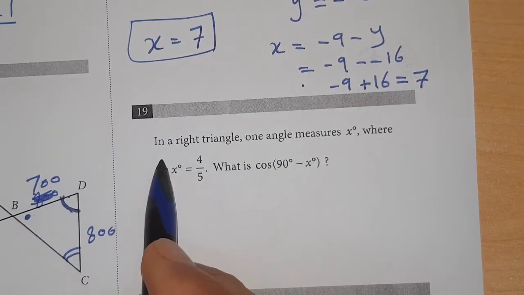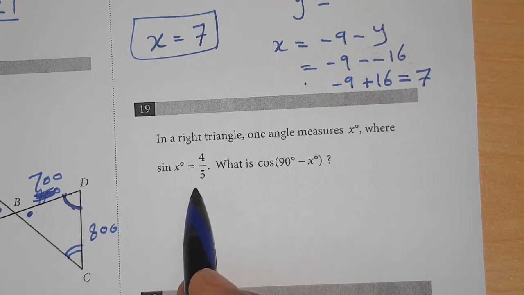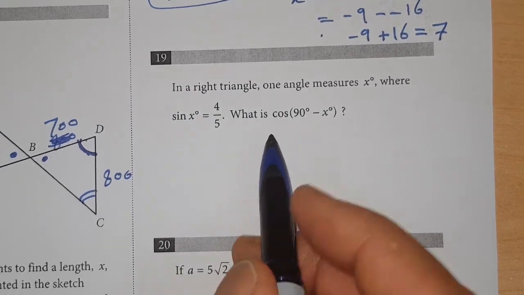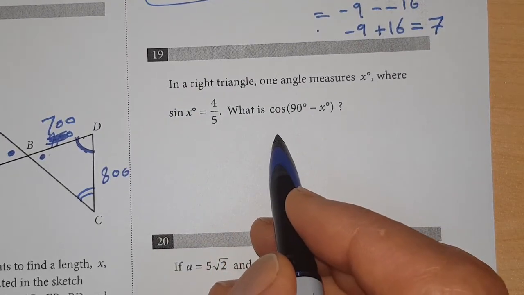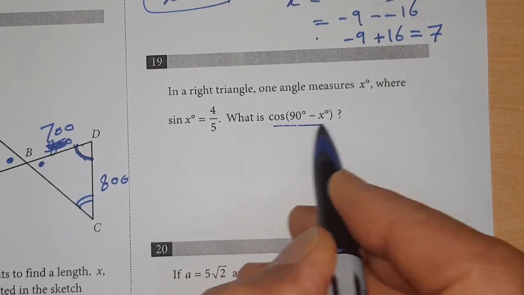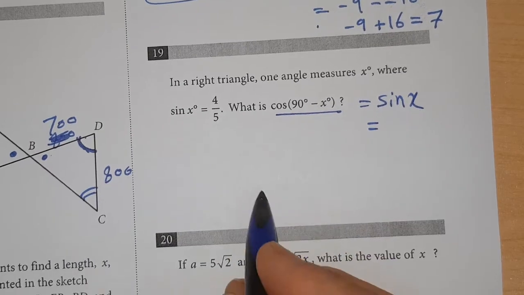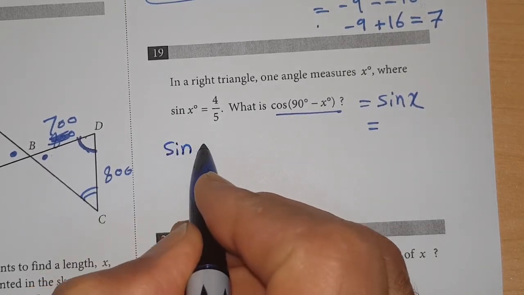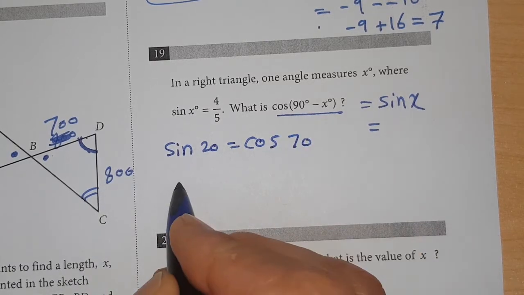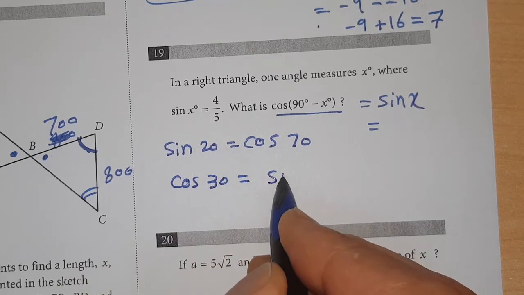Number 19. In a right triangle, one angle measures x, where sine x is 4 over 5. What is the cosine of 90 minus x? There are two solutions for this question. Cosine 90 minus x is equal to sine x, if you know the rule. Okay, write this note. Sine of any angle, like 20, equals cosine of its complement, cosine 70. And also cosine 30 equals sine 60.